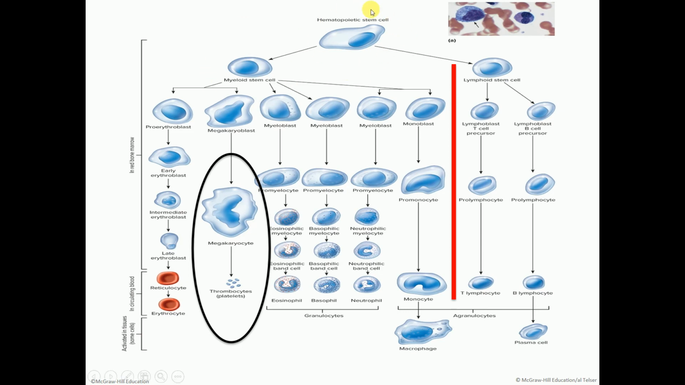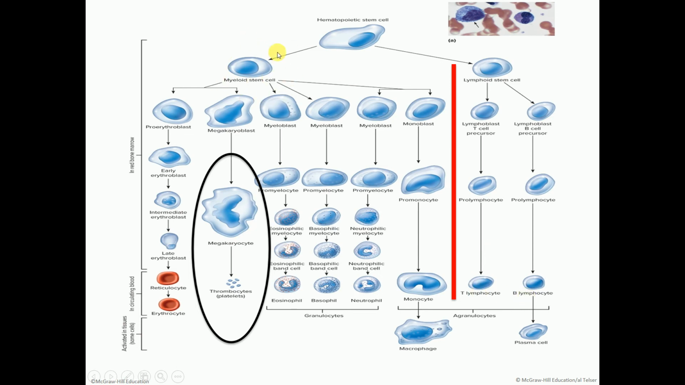So the hematopoietic stem cell has that ability to produce any kind of blood cell. But once it differentiates either into a myeloid or lymphoid, now they're kind of limited on what they can produce. So a lymphoid stem cell has the ability to produce either a T or a B lymphocyte.